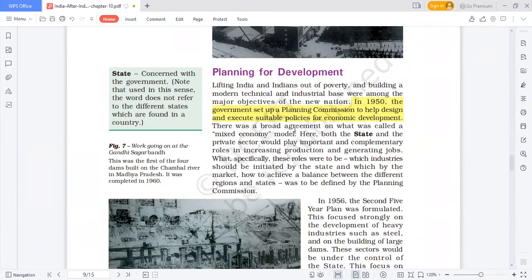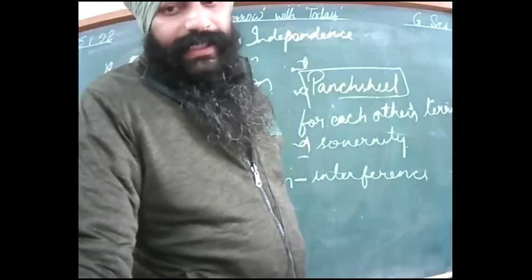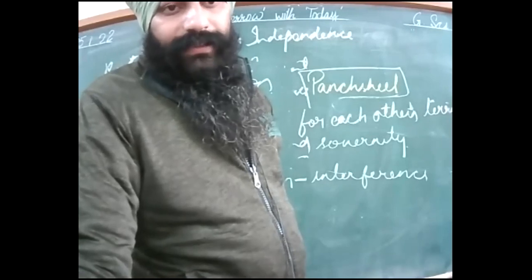The Planning Commission formulated 5-year plans for sectoral growth of the economy. Sectoral growth of the economy. That's it. This much for the second.